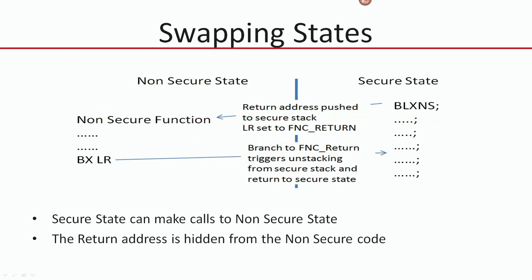Similarly, when we're running in secure state, we can make a call to the non-secure state. When this happens, all of the data in the secure state is hidden, and a special code called a function return code is put in the link register, so that once we come to the end of the non-secure function, again we'll do a branch back on the link register. It will see this special instruction, and then we'll unstack from the secure stack rather than the non-secure stack. So there's no bleeding of data across the secure non-secure boundary. So again, all of our code is hidden.